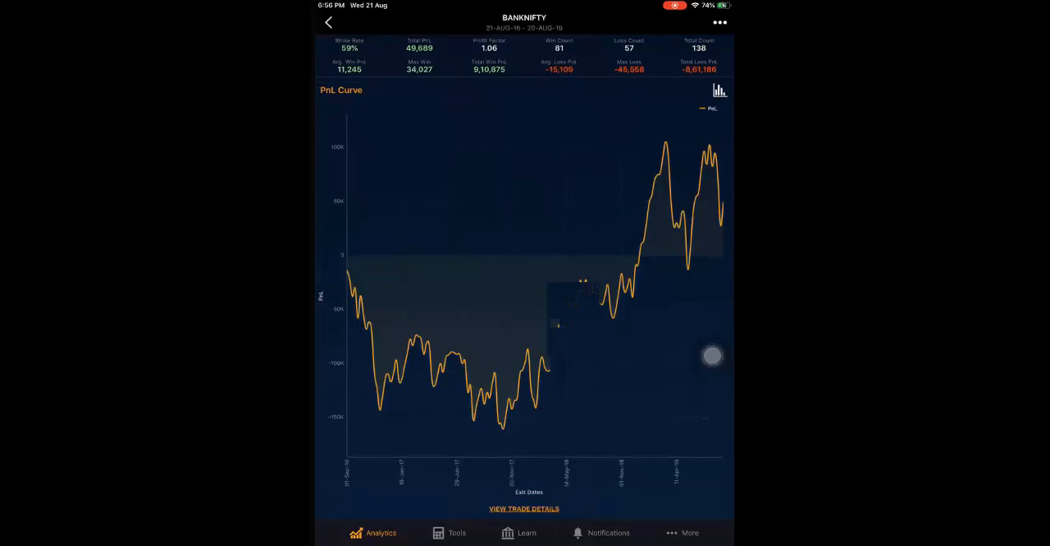So you have a strike rate of 59%, PNL of almost 50,000, profit factor of 1.06. You have 81 times it has been profitable, 57 times it has been loss making. You have a max loss of 45. You can optimize it by putting the stop loss. Okay.